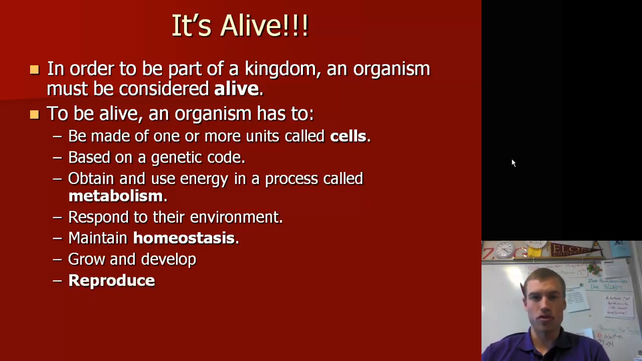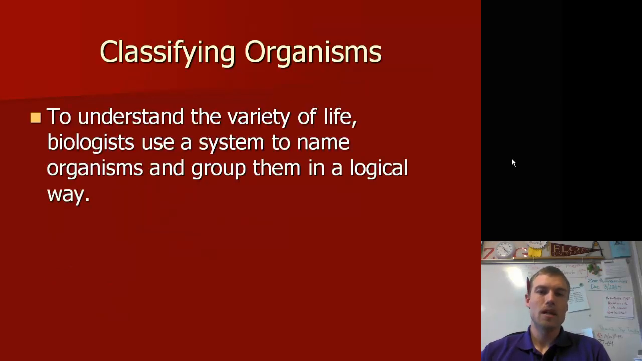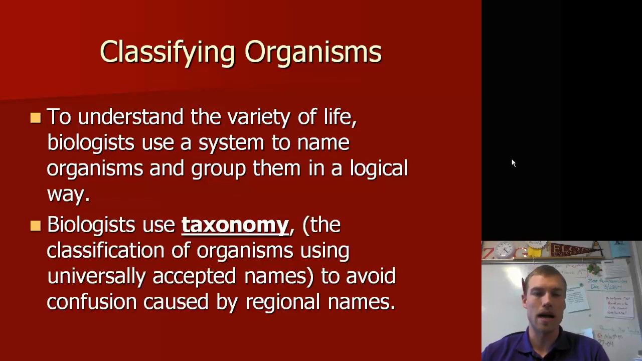Reproduce, so you need to produce offspring. And then finally, you need to evolve. So those are all the criteria for how we as biologists consider something to be alive. So when classifying organisms, we want to name them in a very logical way and give them a name so that everybody in the world knows which organisms we're talking about.